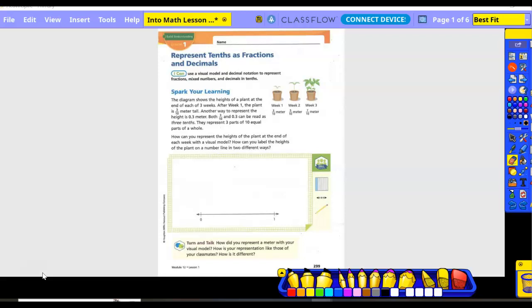How can you represent the heights of the plant at the end of each week with a visual model? How can you label the heights of the plant on a number line in 2 different ways? Okay, so what is it broken into? What's our denominator? Tenths, right? So we need to break this line into 10 pieces.